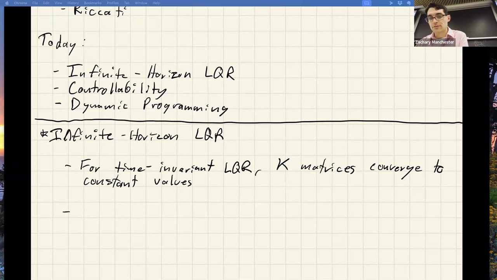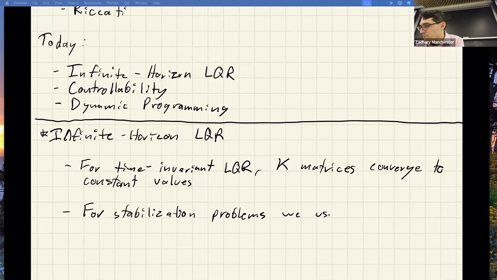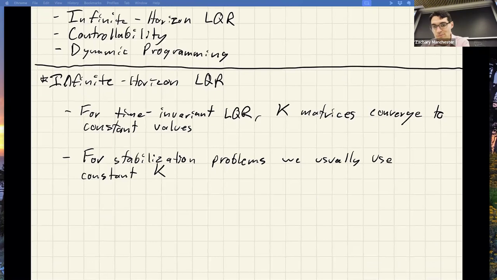And what we said last time is that for stabilization problems, like balancing the cart pole or whatever, we usually just use that constant K, and that's kind of it. All the toolboxes you're probably familiar with, like MATLAB, Julia, and Python control toolboxes, have a function for LQR, DLQR, where you put in A, B, Q, and R, and it spits out a K matrix. In fact, that is the infinite horizon K matrix. And what we're going to talk about right now is how they get that.